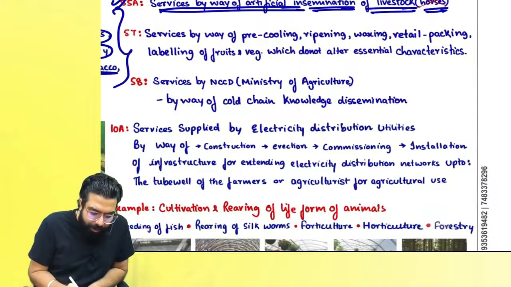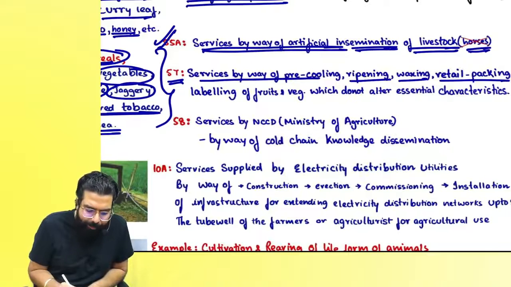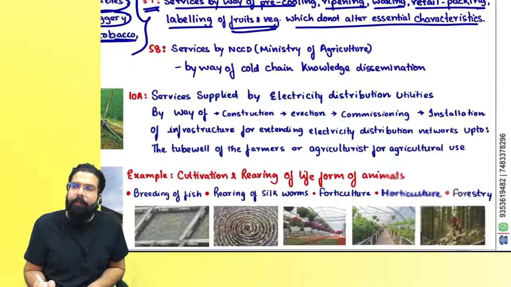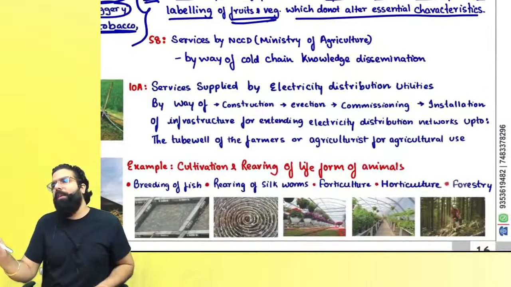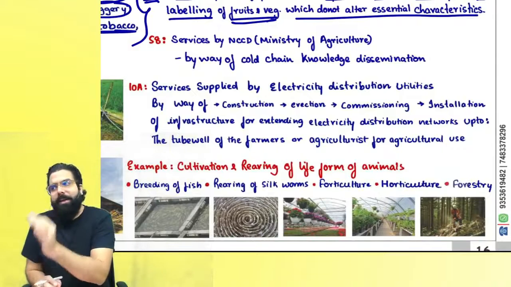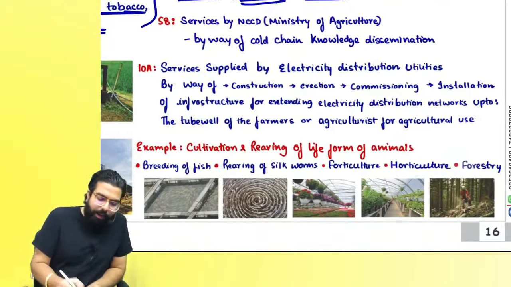Then, sir, entry number 57, services by way of pre-cooling, ripening, waxing, retail packing, labeling of fruits and vegetables, which do not alter the essential character. Fruits and vegetables remain fruits and vegetables. If waxing is done on an apple, the apple remains an apple only, then, sir, it is always exempted. Can I go ahead, everyone?